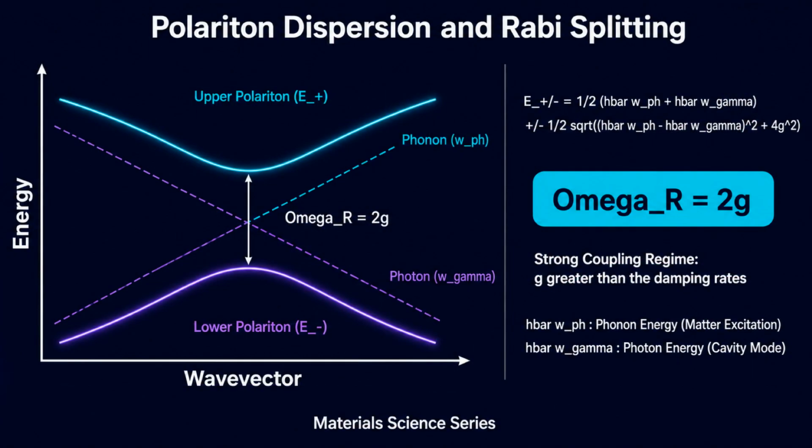In the strong coupling regime, where G exceeds the damping rates, the dispersion splits into upper and lower polariton branches. The energies are given by E plus and E minus, separated by the Rabi splitting omega R equals 2G. The anti-crossing in the dispersion relation is the signature of strong coupling. This splitting is observable in spectroscopy experiments.